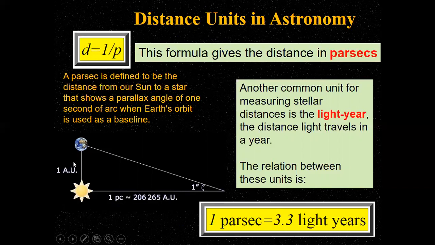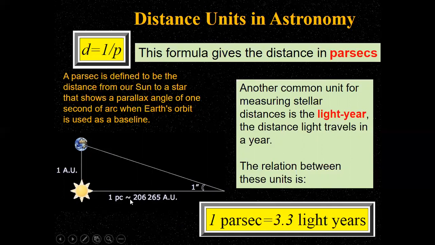We are defining a different unit to measure the distance, which is called the parsec. A parsec is defined to be the distance from our sun to a star that shows a parallax angle of 1 second of an arc. So if the parallax angle is 1 arc second, then the distance from that star to the sun will be 1 parsec. Roughly it is 206 astronomical units. Okay, so that's the new unit to measure the distances. We are not going to use the astronomical unit in this case because the distances to the stars are really large.